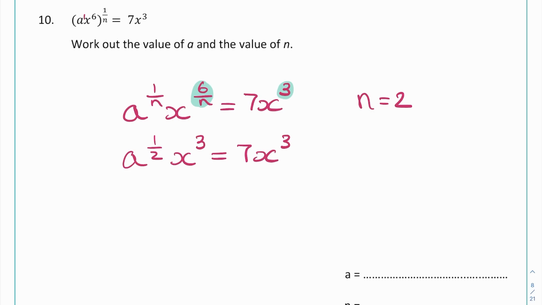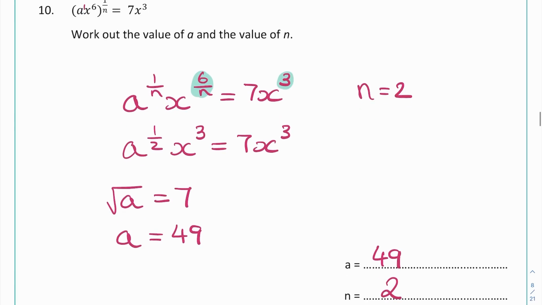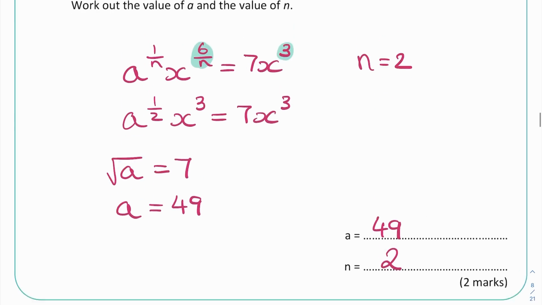So now we need to know what is the value of a. We can put the value of n in, that was 2. Well, to the power of 1/2 means the square root. So the square root of something has got to be equal to 7. We can reverse that. If we square both sides, a must be equal to 49. So a has to be equal to 49, as the square root of 49 is 7, and that's what a power of 1/2 means. So there we go, there was dealing with some fractional indices.